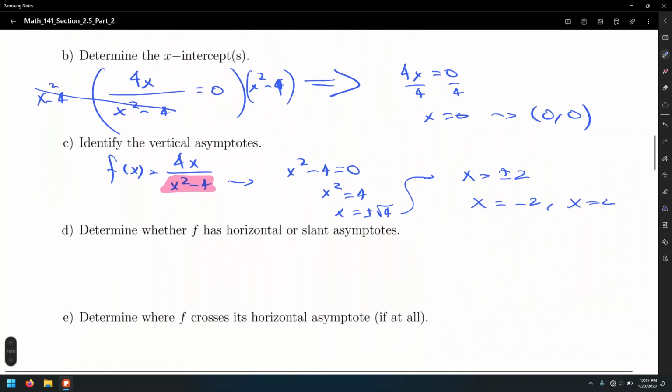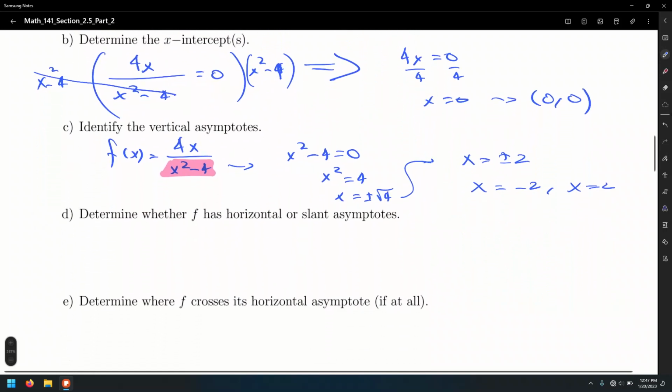For the horizontal asymptote or slant asymptote, observe the degrees of the numerator and the denominator. Well, in this case, we can see that n is less than m. That is, the degree in the denominator is higher. That means it's going to give us the easiest case. y equals 0 is going to be our horizontal asymptote.